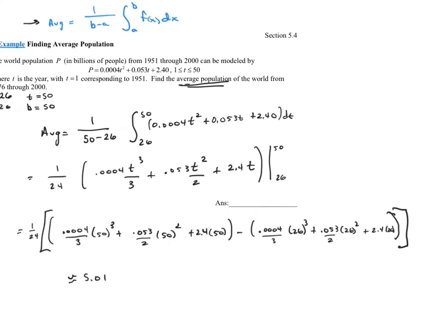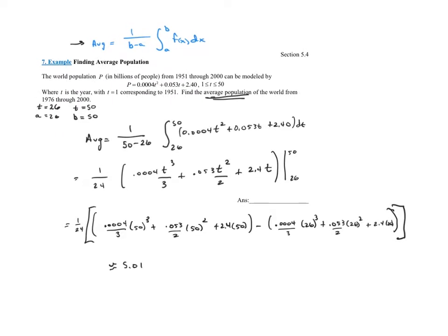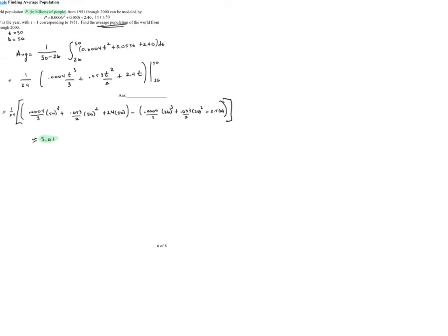It doesn't tell me what to do, but it says find the average population of the world. Let's take a look at this. This is P in terms of billions of people if we reread it. So when I get 5.01, that's an average. So what was the average population from 1976 through 2000? The average population was approximately 5 billion people is what we could say here. So there was about 5 billion in the world.